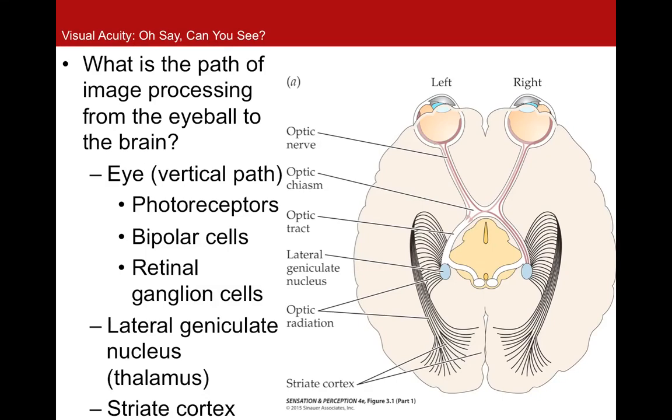So this is the path of image processing, basically what path the information takes from the eye to the striate cortex at the back of the brain here. So in the eye, in the retina, you have the vertical path from the photoreceptors to the bipolar cells and then to the retinal ganglion cells. The axons of the retinal ganglion cells form the optic nerve. And remember, in the eye, there are also lateral connections, by using horizontal cells, between the photoreceptors and bipolar cells.